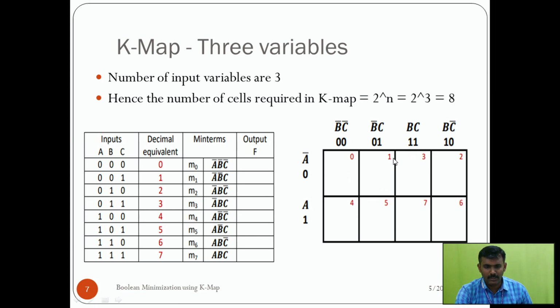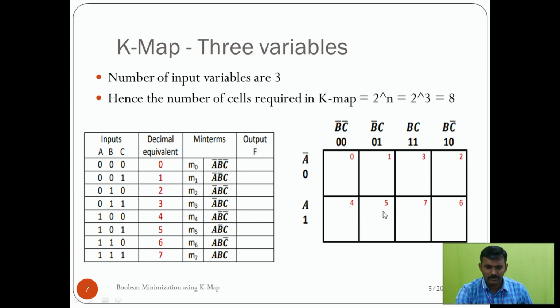So when we move from minterm 1 to minterm 3, minterm 1 represents a bar b bar c, minterm 3 is a bar b c. Okay, so when we are moving from minterm 1 to 3, only one variable changes. When we are moving from 1 to 2, 2 variables change. Therefore it is not allowed. That is why we are rearranging 0, 1, then 3 followed by 2. Similarly in the second row also 4, 5, 7 and 6.